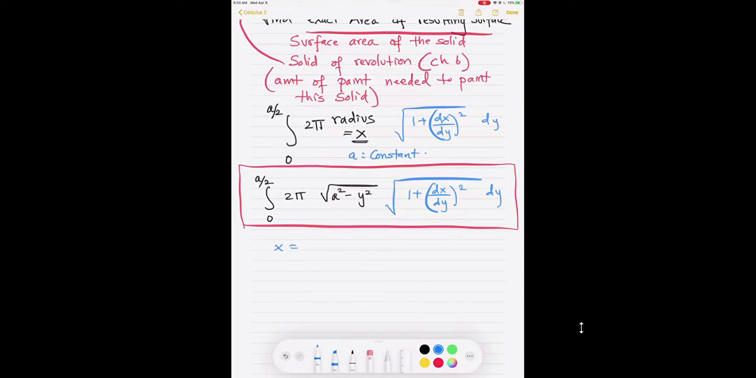So we have x equals square root of a squared minus y squared. So dx over dy is going to be 1 over 2 square root of a squared minus y squared times negative 2y. Right?